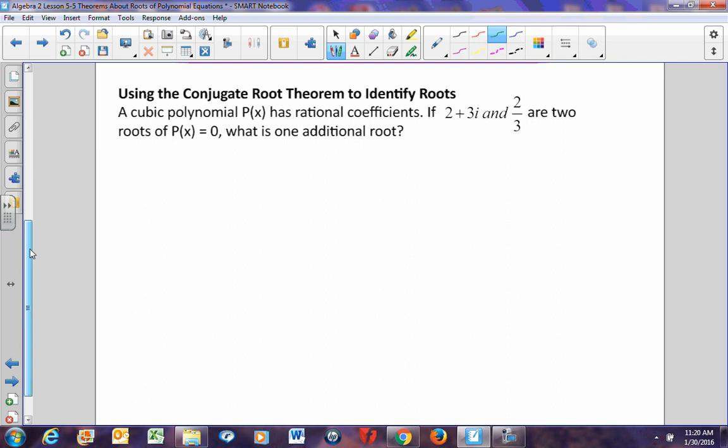okay, a cubic polynomial p of x has rational coefficients, and 2 plus 3i and 2/3 are 2 roots. What is the additional root? Okay. We know that 2 plus 3i is a complex number. They have to come in pairs, like your socks and shoes. So it has to have its buddy with it. If 2 plus 3i is a root, then 2 minus 3i has to be the additional root. So the 3 roots of that cubic polynomial function are 2 plus 3i, 2 minus 3i, and 2/3.